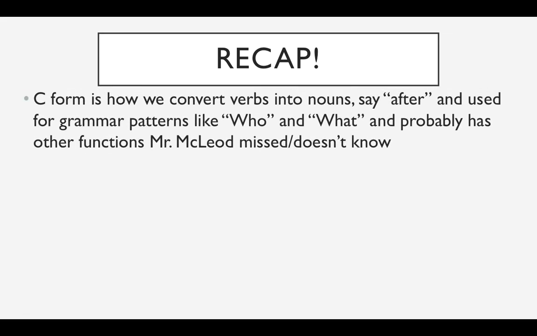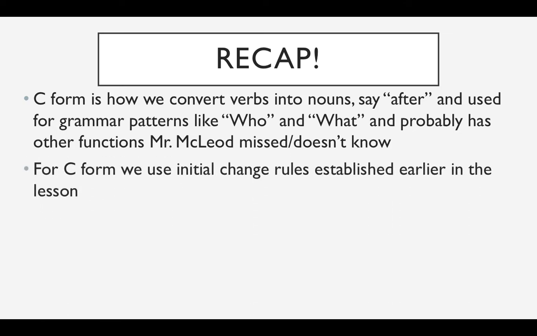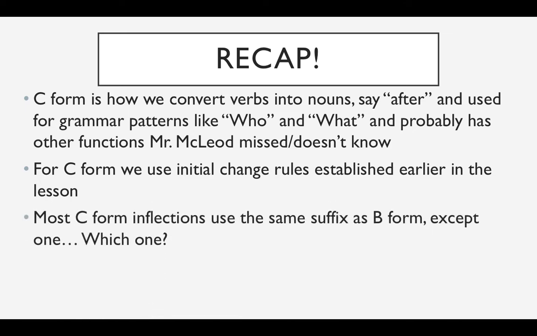So a recap of today's lesson. So C form is how we convert verbs into nouns, say realized after, and used for grammar patterns like who and what. There's probably some other versions that Mr. McLeod either missed or doesn't know of. There's a lot of stuff I don't know. For C form, we use initial change rules established earlier in this lesson. Most C form inflections use the same suffix as B form, except one. Which one? Noun plurals. So when we're changing verbs into nouns and we're pluralizing them, they have a different suffix, which is gin, gin.